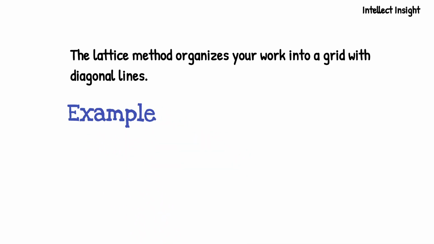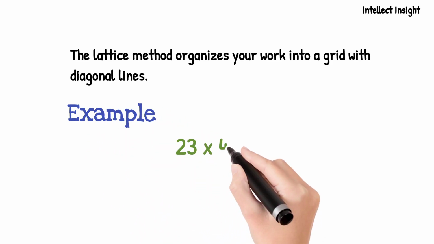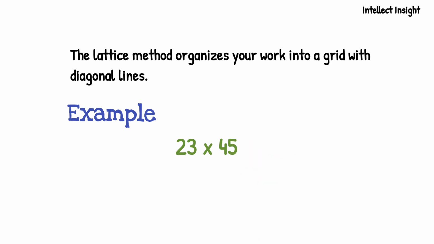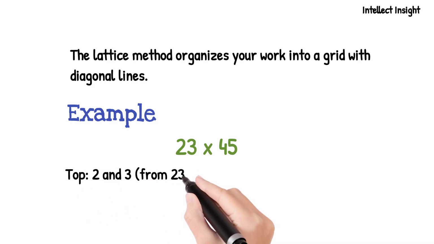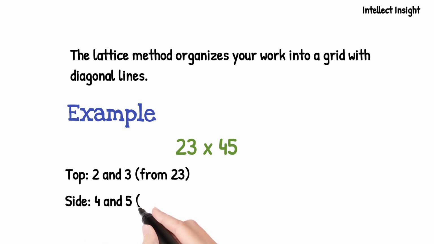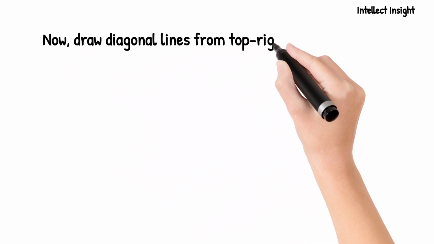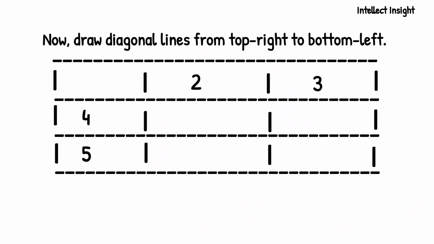Let's do an example together with 23 multiplied by 45. First draw a grid with the digits of the numbers you are multiplying. On top, write 2 and 3 from 23. On the side, write 4 and 5 from 45. So you have a 2 by 2 grid. Now draw diagonal lines from top right to bottom left. Your grid should look something like this.